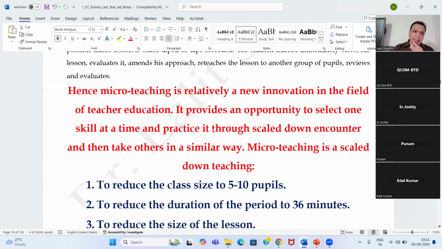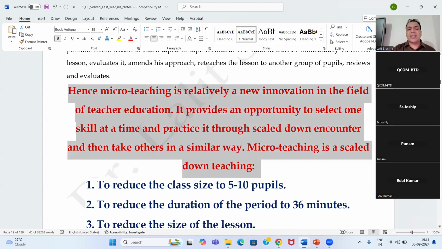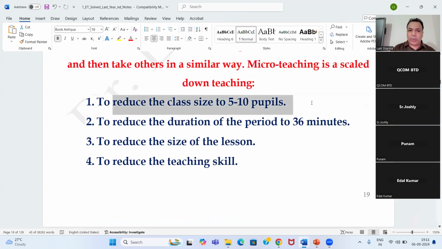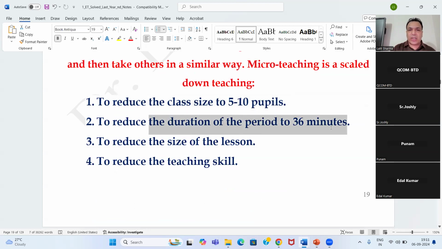Hence, in the last, we can say that micro teaching is a relatively new innovation in the field of teacher education. It provides an opportunity to select one skill at a time, practice it through a scale down encounter, and then take others in a similar way. Micro teaching is a scale down teaching to reduce the class size to 5 to 10 students, and to reduce the duration of a period. A period is 35 minutes, and we reduce the duration.